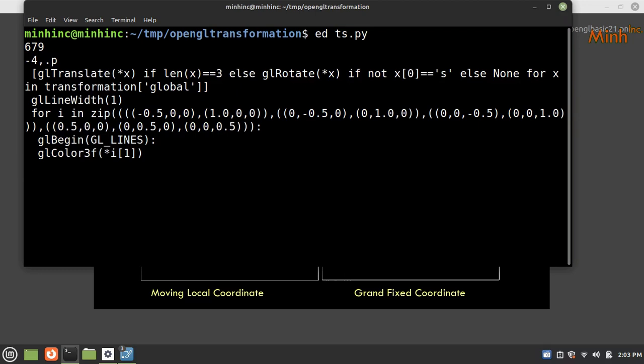Okay, so we'll proceed now writing the code. So glVertex3f star i[0], 0. Okay, so the vertex we have drawn; now the second vertex, glVertex3f star i[0], 1. Okay, so from 0 to 1, now we have glEnd.